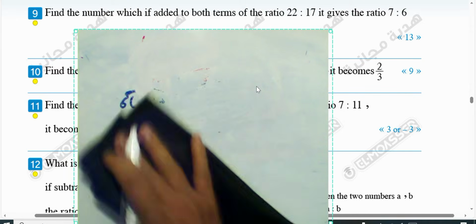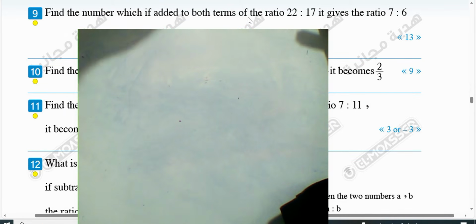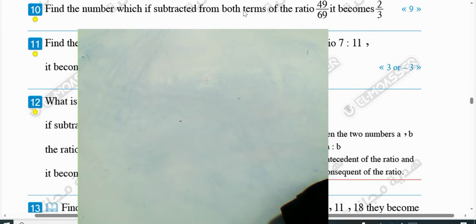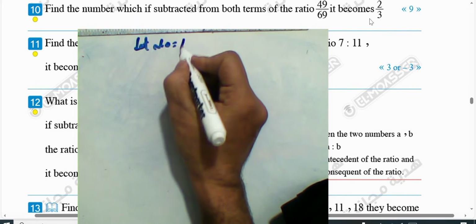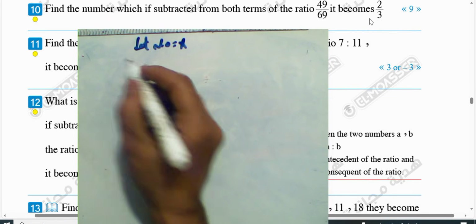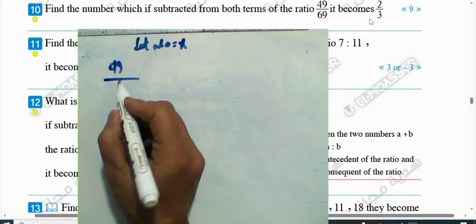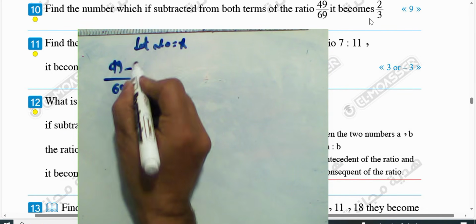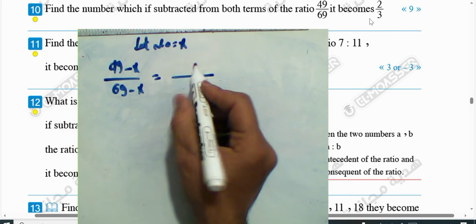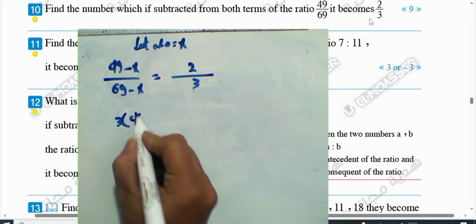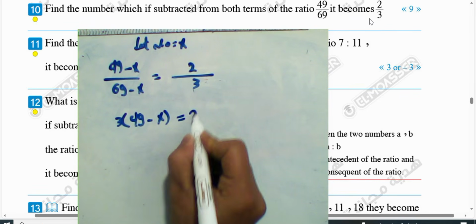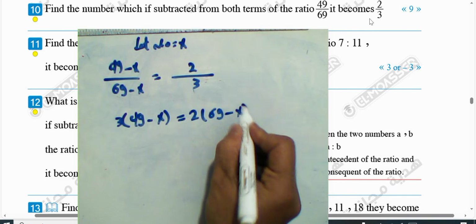Next question. Number 10: find the number which, subtracted from both terms, gives 2 over 3. Okay, let the number be x. Here 49 over 69, subtract x here and subtract x there, is equivalent to 2 over 3. So 3 times (49 minus x) is equivalent to 2 times (69 minus x).